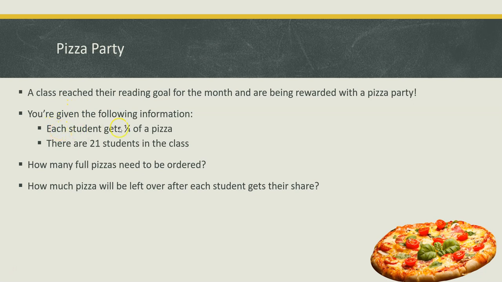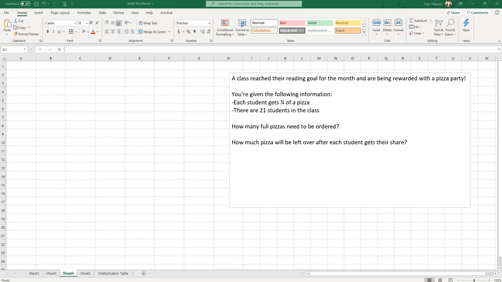Each student gets 1/4 of a pizza, and there are 21 students in the class. So what we're being asked to solve for is how many full pizzas need to be ordered and how much will be left over after each student gets their share. This is a pretty straightforward one. So let's pop over into Excel and see how we can use Excel to solve this.